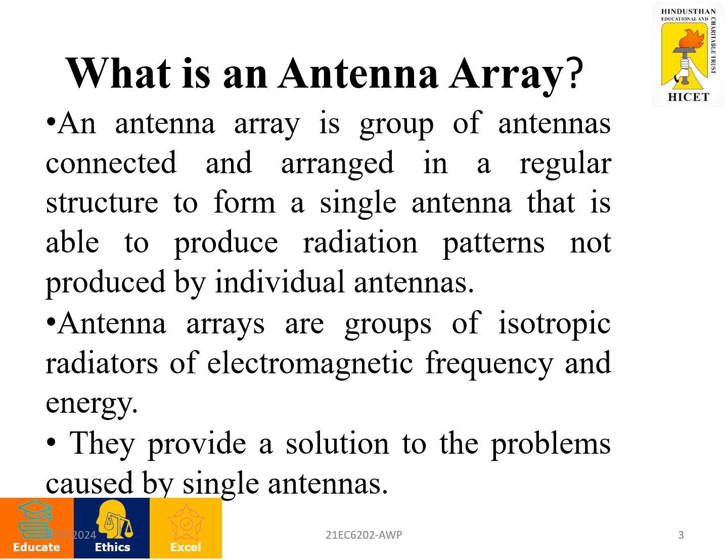So first of all, what is an antenna array? An antenna array is a group of antennas connected and arranged in a regular structure to form a single antenna that is able to produce radiation patterns not produced by individual antennas. In simple words, an array is nothing but a collection of similar elements. It means that an antenna array is a collection of similar antennas arranged together. So antenna arrays are groups of isotropic radiators of electromagnetic frequency and energy. They provide a solution to the problems caused by single antennas.